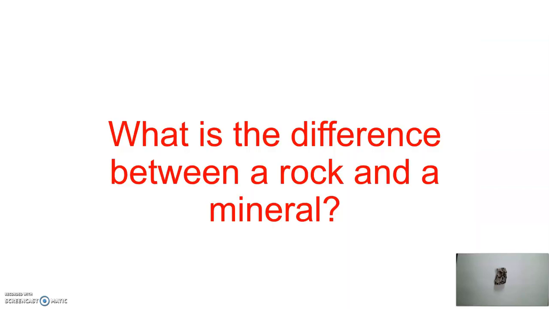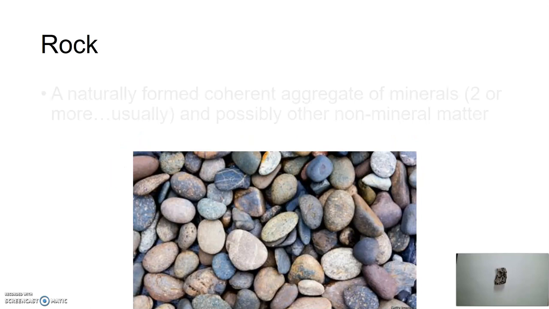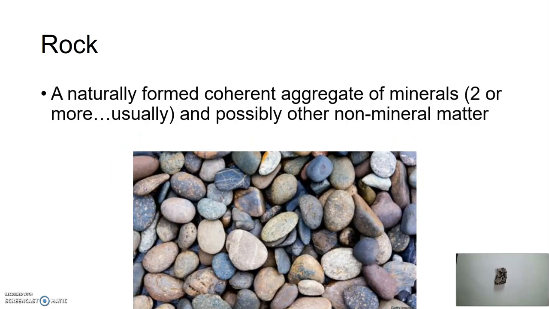So what is the difference between a rock and a mineral? Well, strictly speaking, a rock is a naturally formed, coherent aggregate combination of minerals, two or more, usually, and possibly some other non-mineral matter. A mineral on its own is solid, naturally occurring, inorganic, with an ordered internal crystalline structure, as well as a specific chemical composition. Rocks are made up of two or more minerals and sometimes other non-mineral stuff. So it's a combination typically of stuff. That's what rocks are.